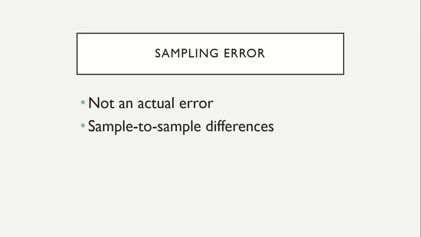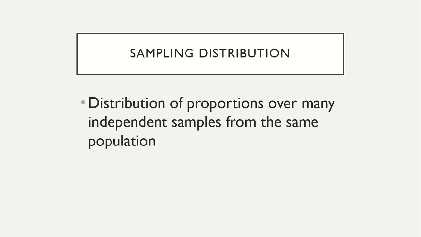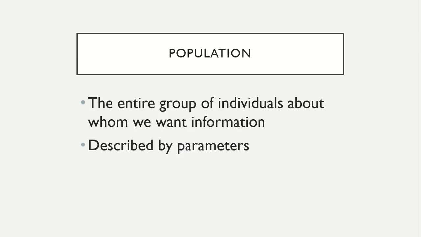Sampling error, not an actual error, sample-to-sample differences. Sampling distribution is the distribution of proportions over many independent samples from the same population. Again, I would recommend doing the end of chapter problems because some of them incorporate these definitions and what to look out for. Population is the entire group of individuals about whom we want information.